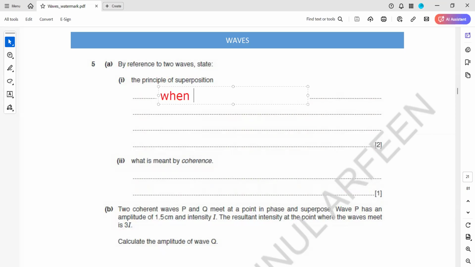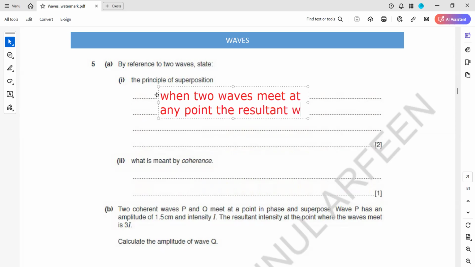So when two waves meet at any point, the resultant wave displacement is the algebraic sum of the two.